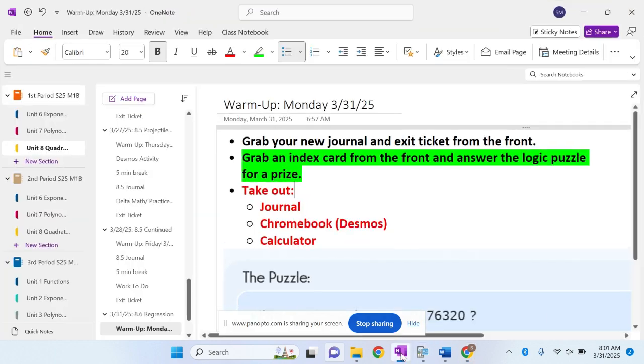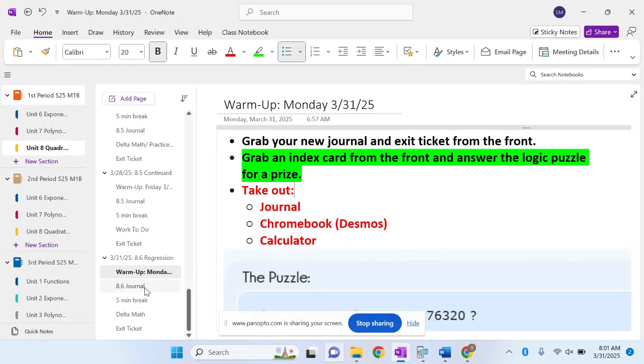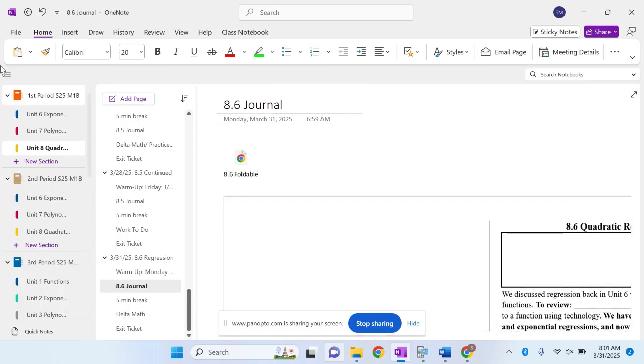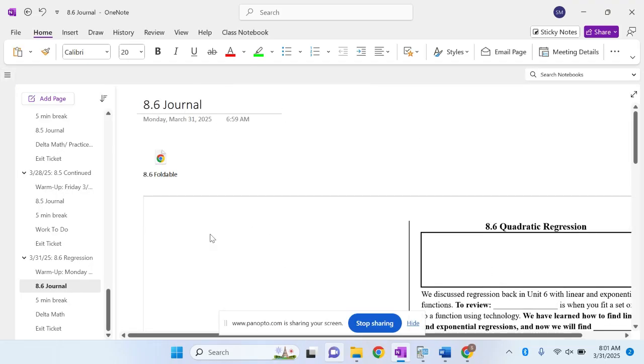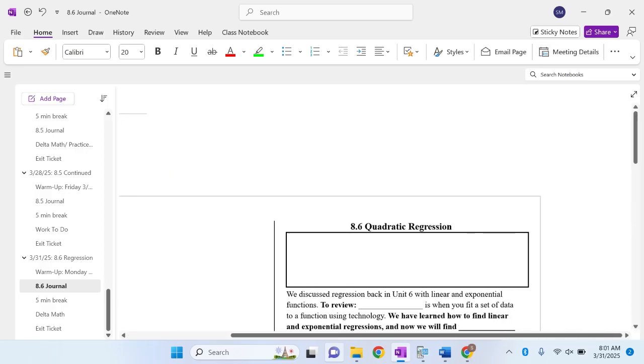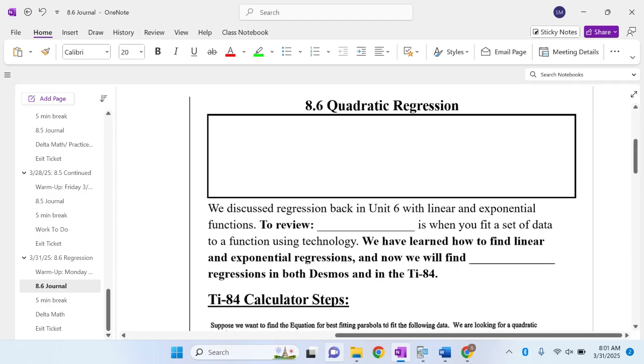Regression, again, we saw this back in Unit 6 at the beginning of this semester. All right. And what regression is, just a reminder, it's basically we're using a calculator to fit a function, regardless of its type, to a set of data or a table. Now remember, regression does not mean that it is the exact equation for this set of data. It's just what we call the line of best fit.